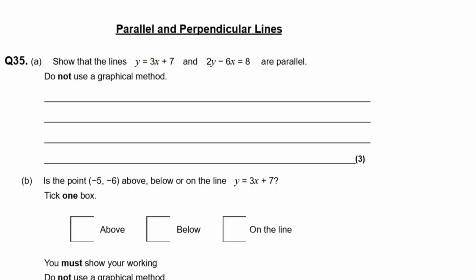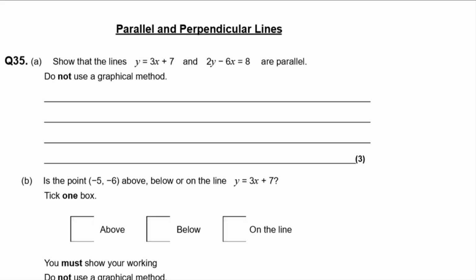Okay. Next up, we're going to look at parallel and perpendicular lines. So we should know how to find the gradient of a line from its equation. Just rearrange it in the form y equals mx plus c and read out m. And you should know how to find the gradient of a perpendicular line: one is the negative reciprocal of the other. If you know those two things, you should be good to go. Let's try out these questions.